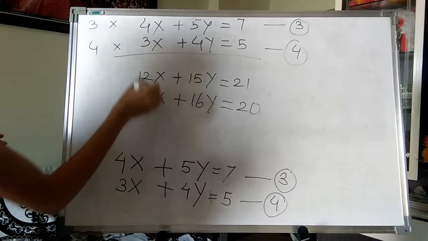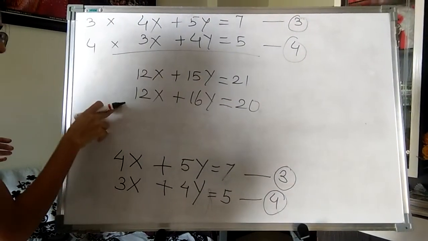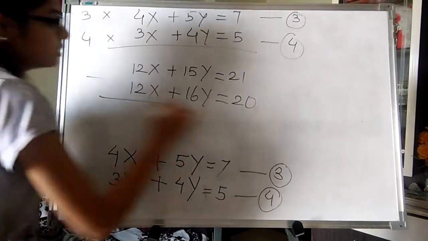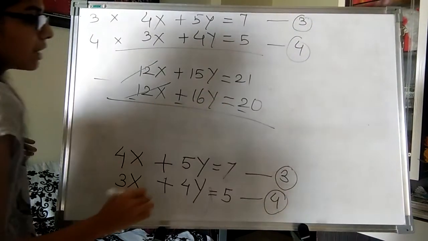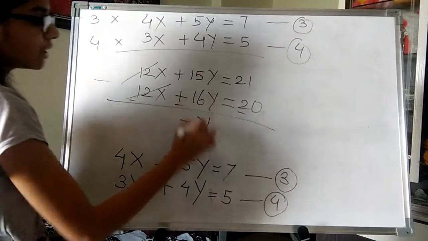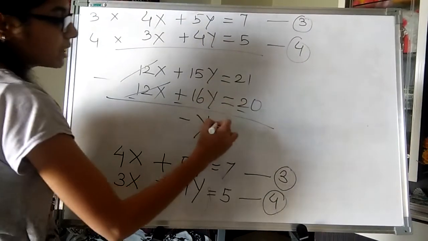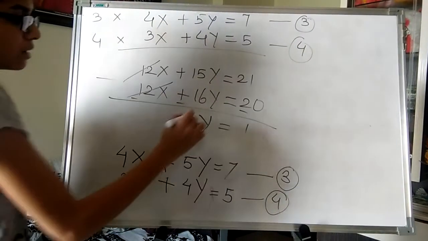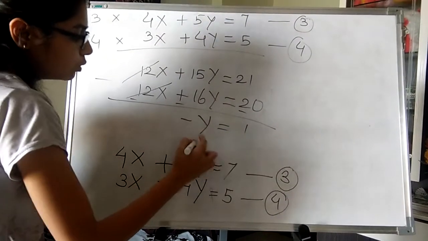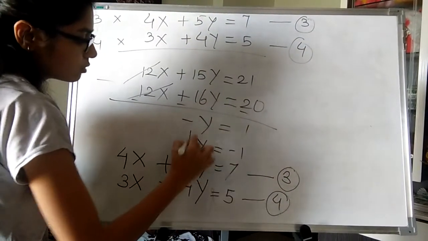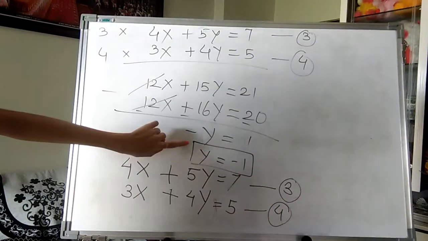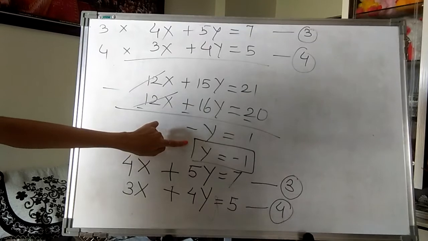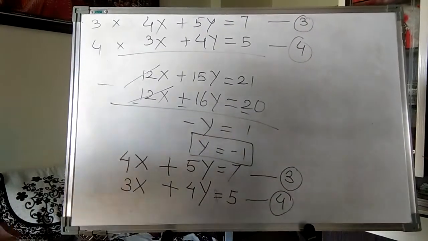Again 12 and 12, coefficient of x is same, and the sign is also same, so we are going to subtract the equation. This gets cancelled, minus minus. 15 minus 16 is minus y, greater number is 16. 21 minus 20 is 1 itself. Minus y is equal to 1 gives you y is equal to minus 1. Minus sign is shifted on the right hand side. So this is the value of capital Y, not small y. It is the value of capital Y.